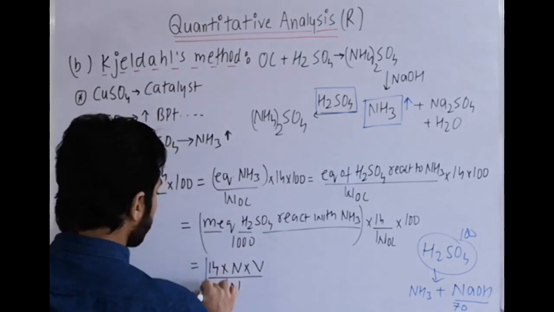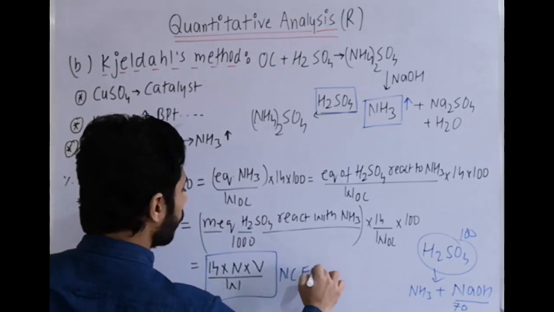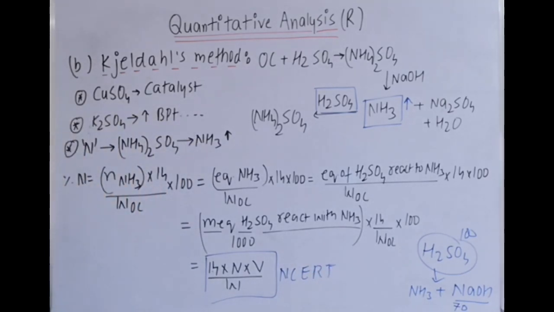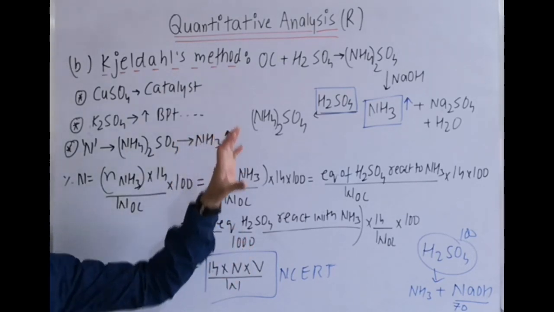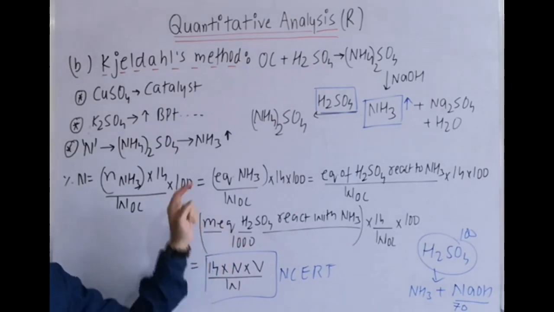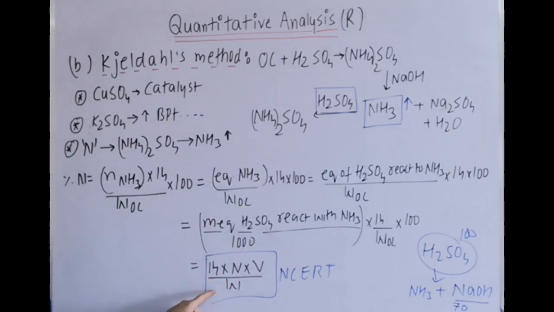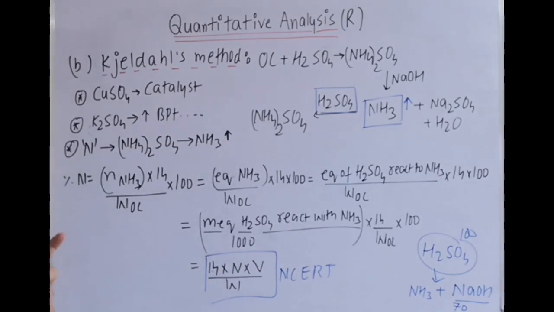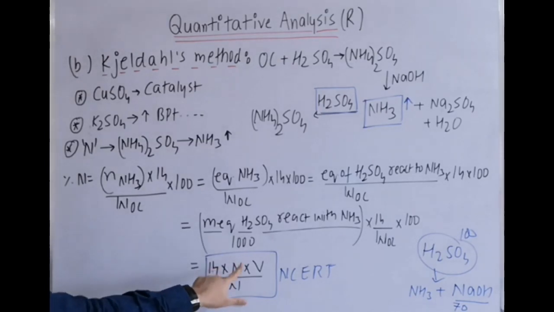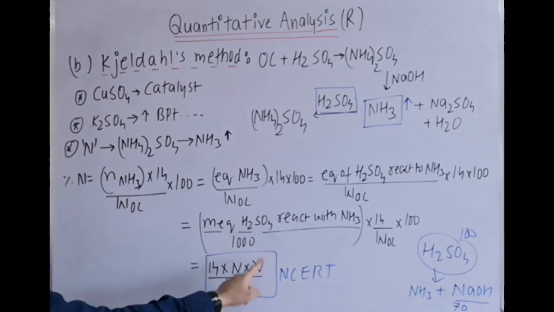Now the next formula, just like in Duma's method, one more formula is given in NCERT, you can go through that one also. You should know these formulas are given. If any question directly asks which is the correct expression, at that time you should remember this is the expression given in NCERT: 1.4 into normality of the acid used into volume of the acid taken upon weight of the organic compound. That is the formula, where normality is of H2SO4 used and volume is of the H2SO4 reacted with ammonia. Okay, that is the formula for percentage of nitrogen.